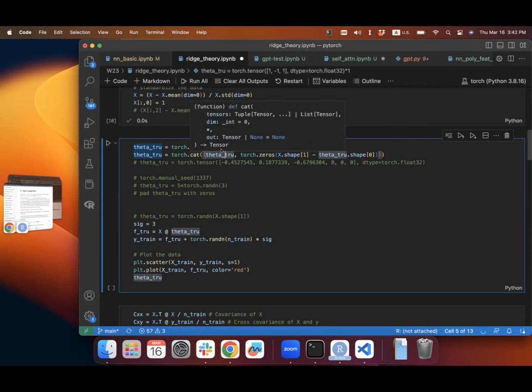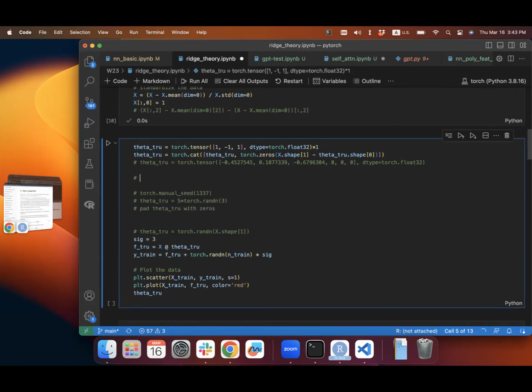So theta true is like this, and then concatenated with 0. So theta true would be, right, there you go, it understands what it would be, which is very impressive. Basically I'm padding it with zeros. So when I multiply this by that basis, it just kills the higher order polynomials, like 0, 1, 2, and then 3, 4, and 5 are going to be 0.